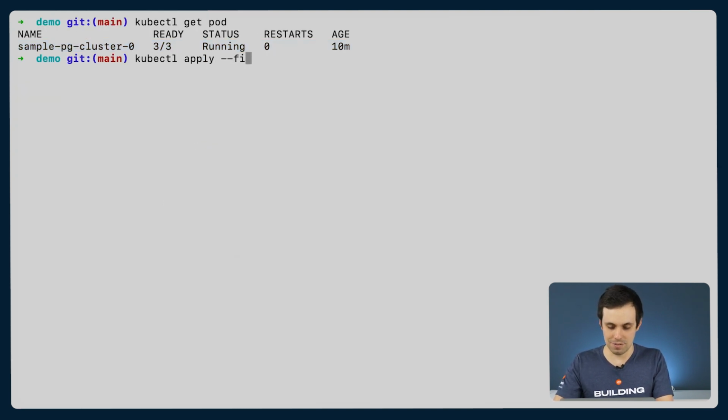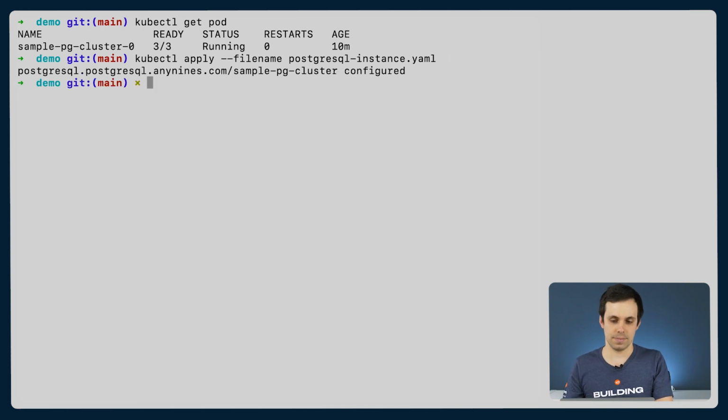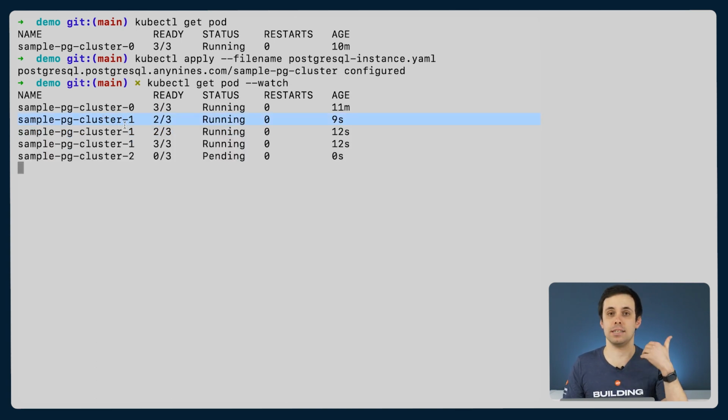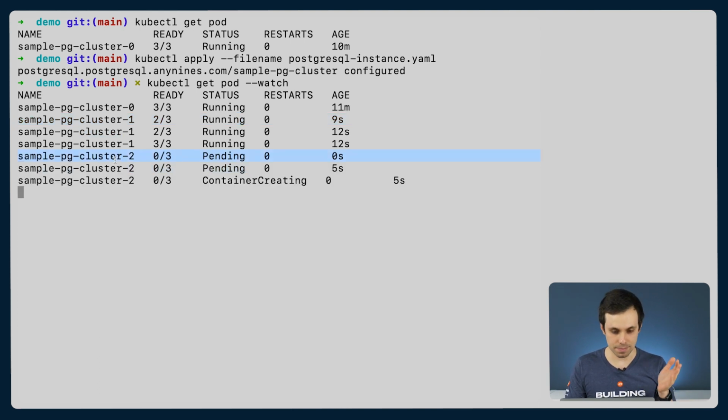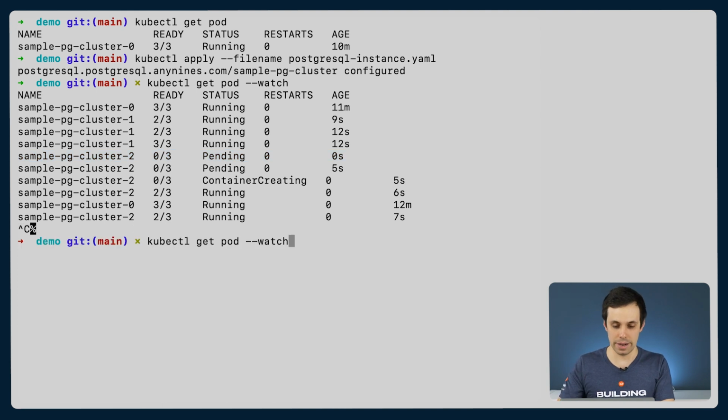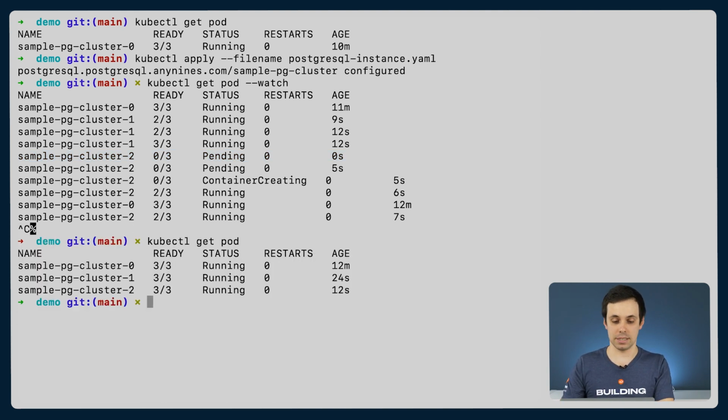kubectl apply with the file name of the PostgreSQL instance. Okay, the manifest was applied. Now, if we kubectl get pod again with a watch, we should see that one extra pod representing one extra replica is being added, and now even another one is being initialized. And voila, we should now have 3 replicas for our PostgreSQL instance.